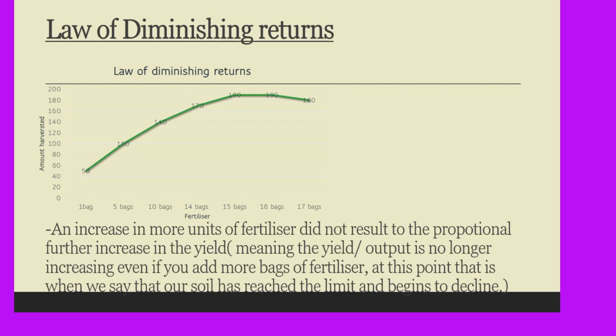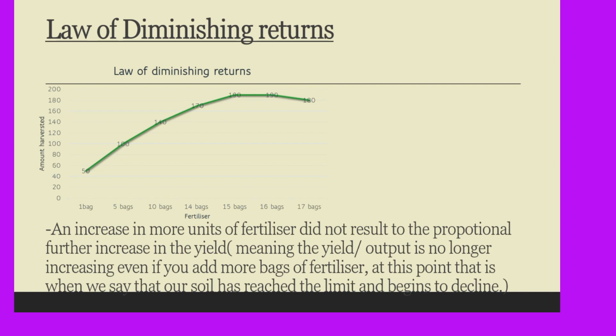So it has been increasing, and all of a sudden we see, okay, our line graph becomes constant. So it was increasing from 1 bag to 15 bags. It was increasing. So all of a sudden, from 15 to 16 bags, it is constant. So it's no longer increasing.